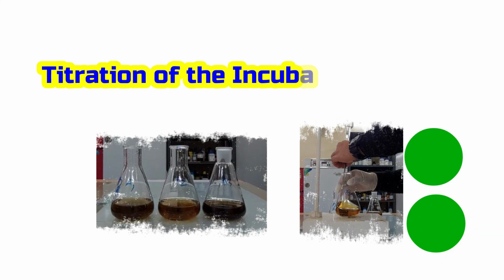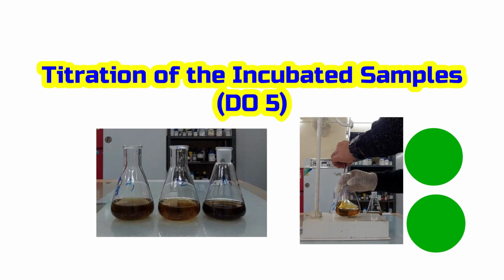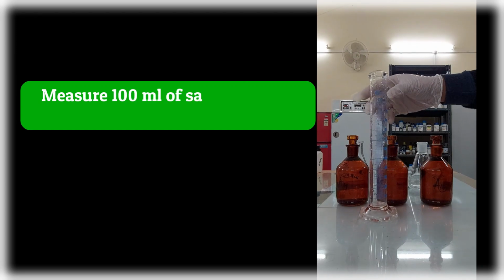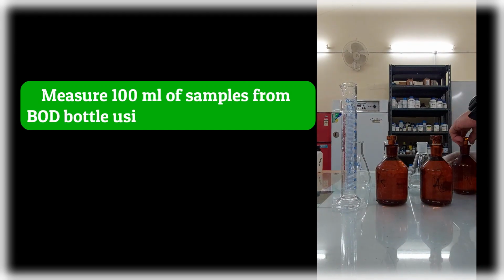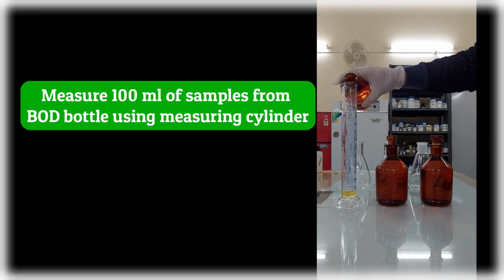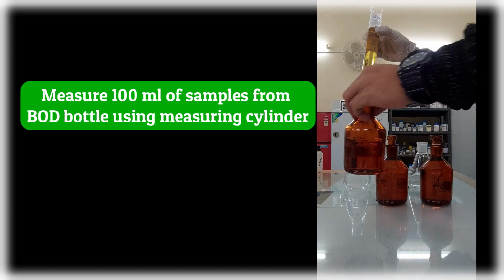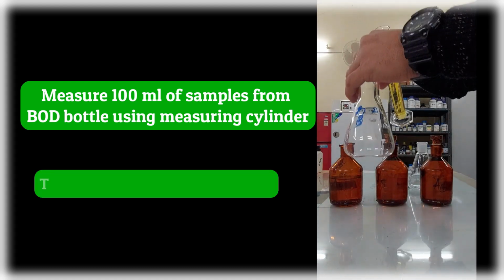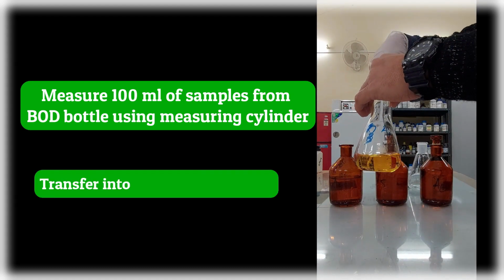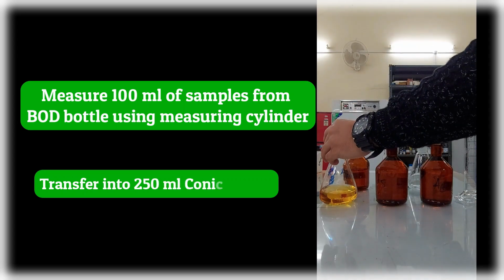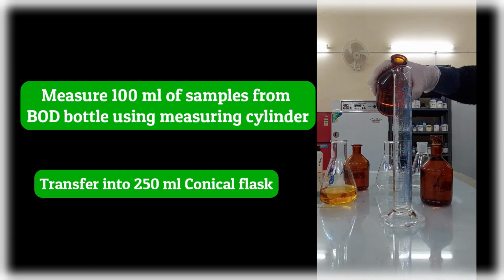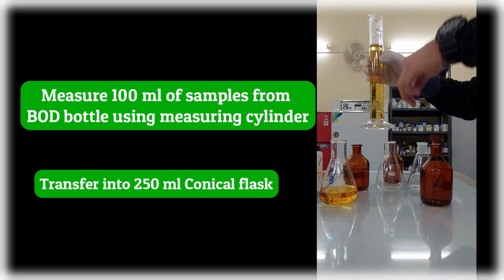After completion of this stage, we'll move on to the next part, which is the titration of the samples which have been incubated for 5 days, or DO5. Before titration, first pour 100 ml of samples into a 100 ml measuring cylinder. Then transfer the measured samples into a 250 ml conical flask. Repeat the same procedure for the other samples.